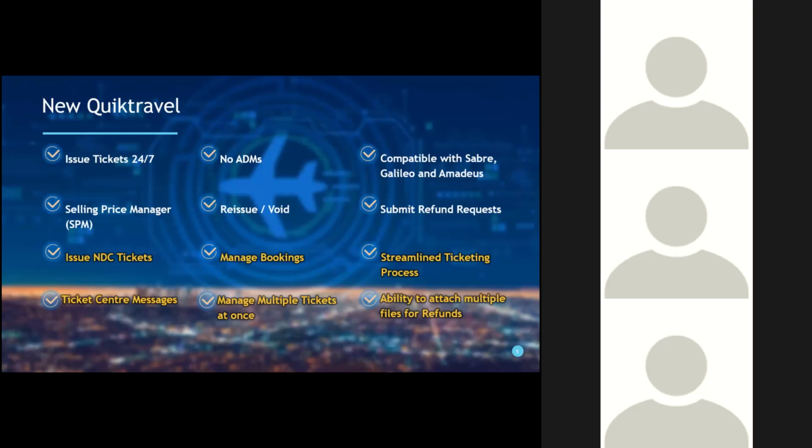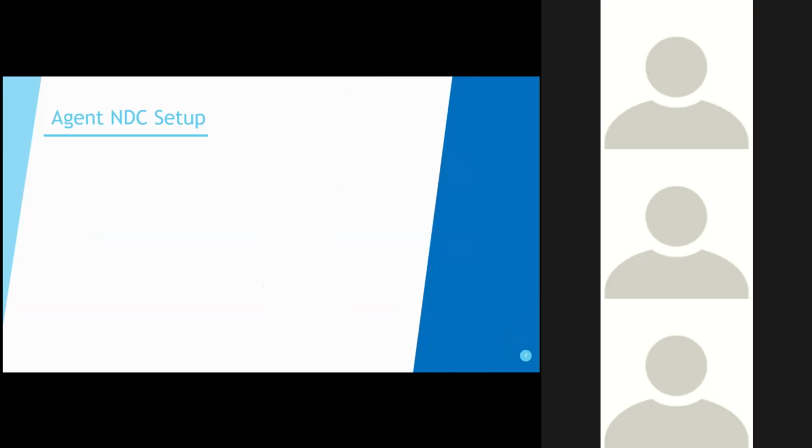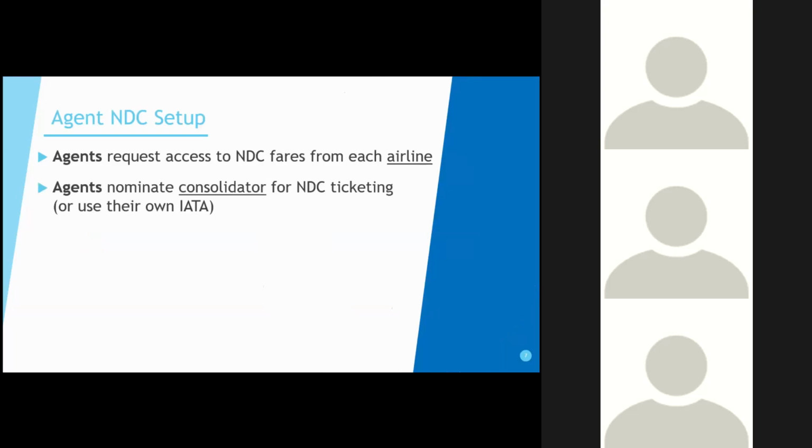But before we go any further, let's go over NDC. So how does NDC work with Quiktravel? Let's quickly go over the setup process first. Agents will need to request access to NDC content from airlines. Airlines will most likely require agents to have an IATA or a TIDS number. Agents nominate their consolidator for NDC ticketing or use their own IATA.